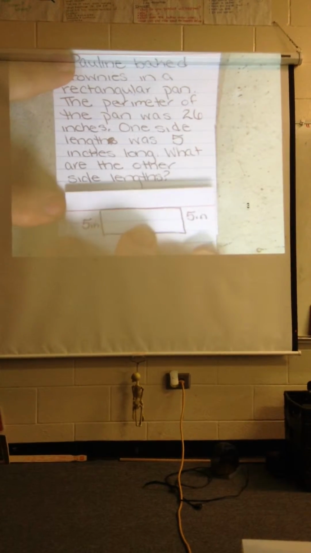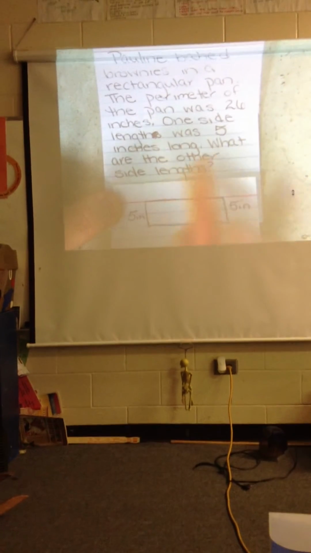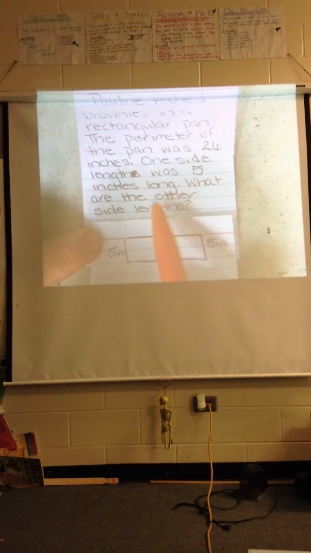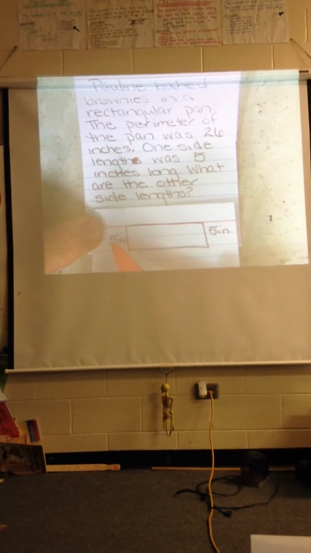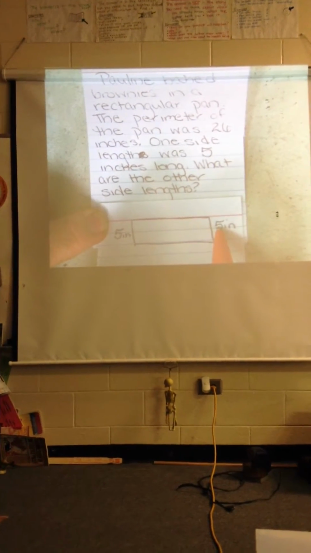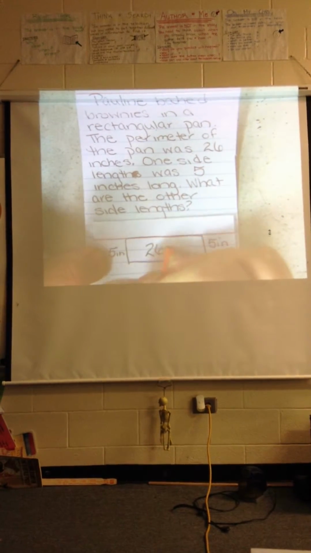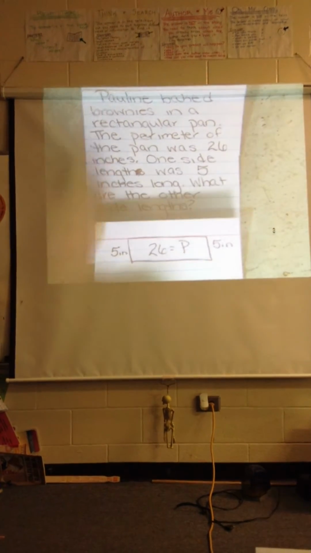So I've drawn my picture. I read in there, it's rectangular. I have drawn a rectangle. I also read that one side length was 5. If this side is 5, the opposite side is 5. And I'm going to put up here that I know that the 26 is the perimeter. The perimeter equals 26.